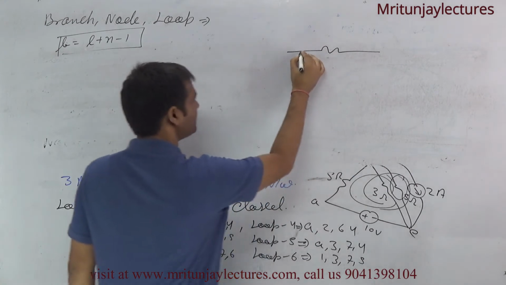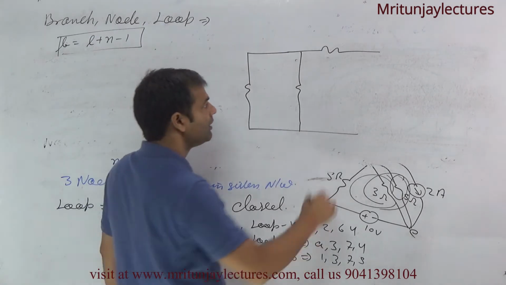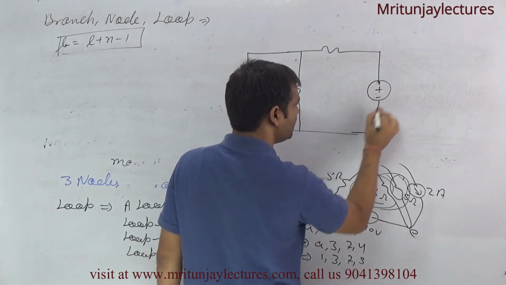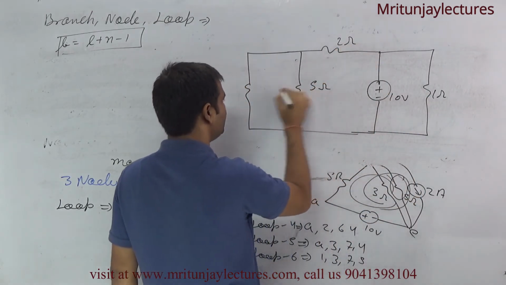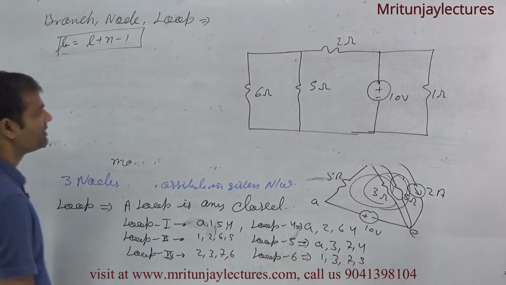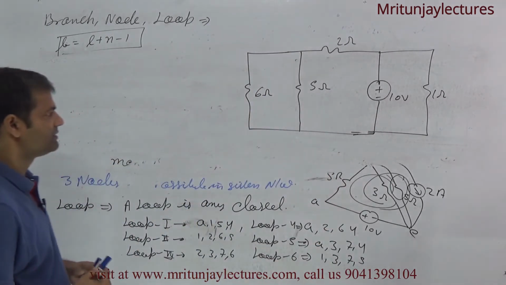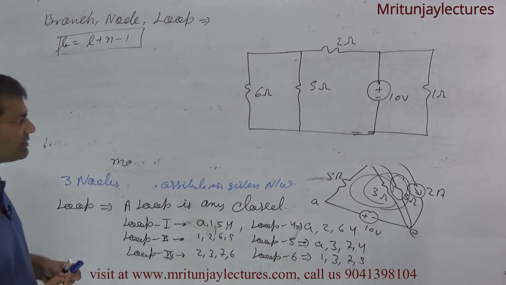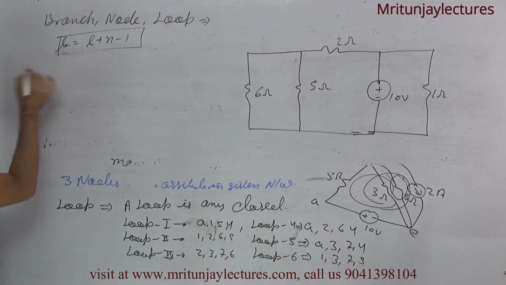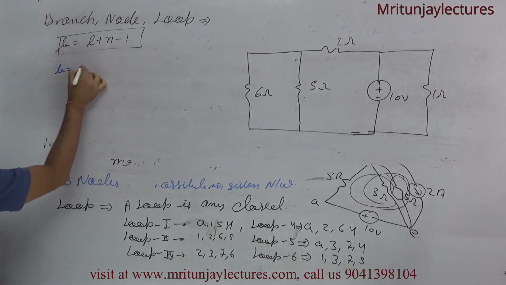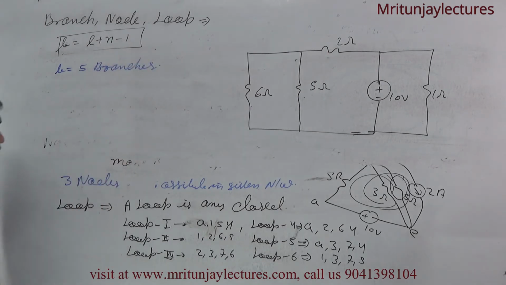Another question like this one: resistance, this one resistance. And this one voltage plus minus, that is 10 volt, and that is 1 ohm, 2 ohm, 5 ohm and 6 ohm. Clear? How many branches, nodes and how many loops are possible in this network? Our motto, we are focused on step by step. How many branches? It is clear. 1, 2, 3, 4, 5. 5 branches. So B is equal to 5 branches.